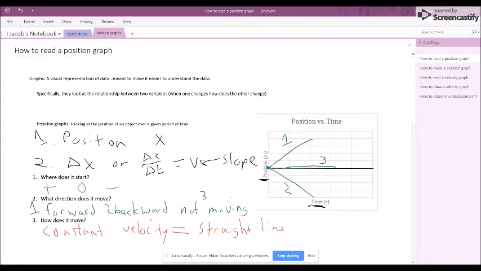The other thing you can be doing is changing velocity or accelerating. But right now we're going to stick to changing velocity. And so if your velocity is changing, what that means is you are changing the rate at which you are changing the position. So you're going to have a curved line.